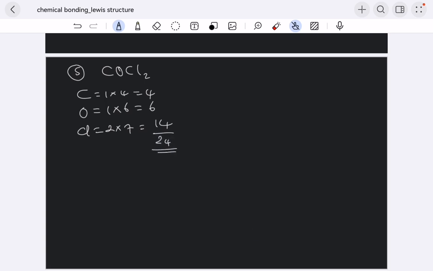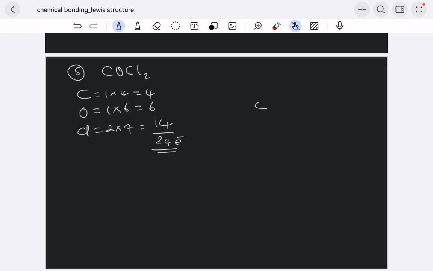This was example 4. Let's look at example 5. In a case where we are given COCl2, so there's carbon, which is 1 by 4, giving us 4. There's oxygen, which is 1 by 6, giving us 6. There is chlorine, which is 2 by 7, giving us 14. So the total here is 24 valence electrons.